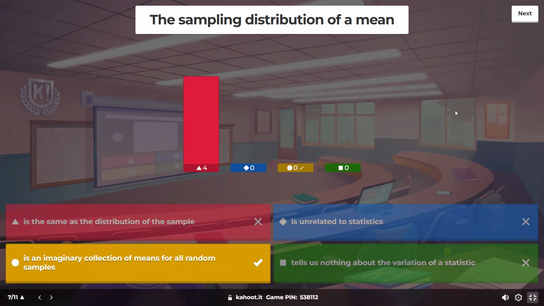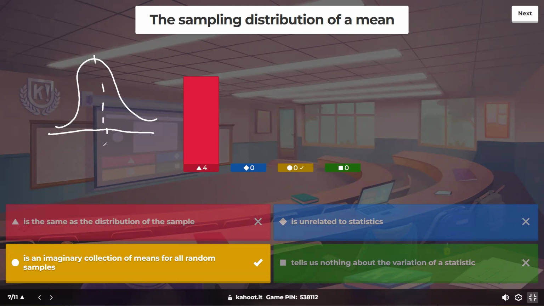But let's make sure we understand this here. We had three different distributions that we were working with in the last problem. What's the difference between this first distribution and this second distribution? Give you a hint.